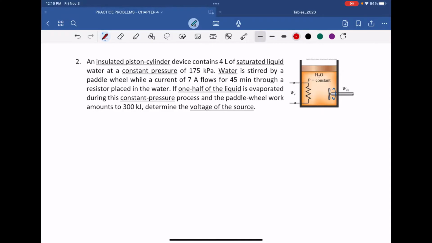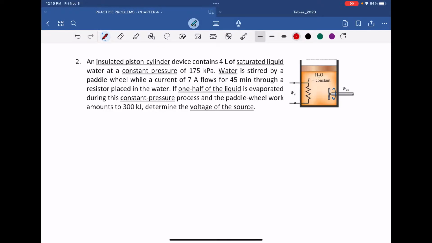An insulated piston cylinder device contains 4 liters of saturated liquid water at a constant pressure of 175 kilopascal. Water is stirred by a paddle wheel while a current of 7 ampere flows for 45 minutes through a resistor placed in the water. If half of the liquid is evaporated during this constant pressure process, and the paddle wheel work amounts to 300 kilojoules, determine the voltage of the source.